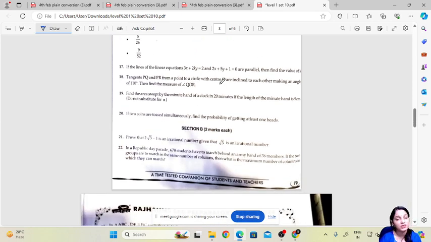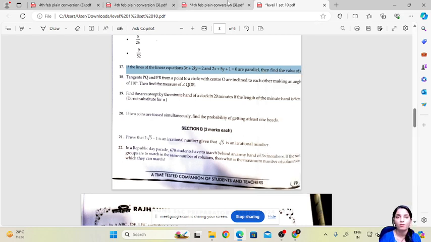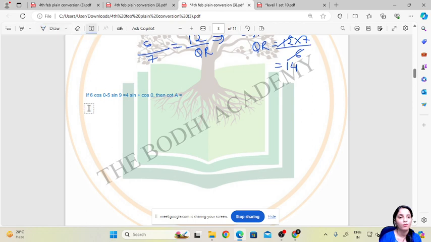If the lines of the linear equations 3x plus 2ky equal to 2 and 2x plus 5y plus 1 equal to 0 are parallel, then find the value of k.